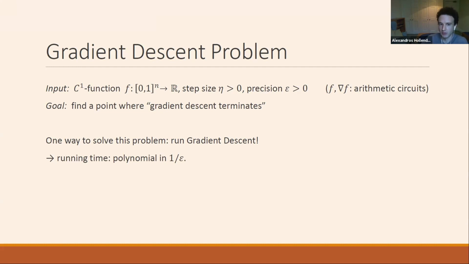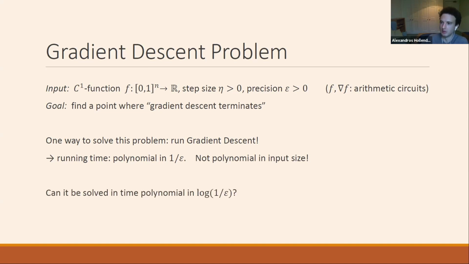But in the way in which I define the problem here, with those things in the input, the step size and the precision are given in the standard binary encoding. And so something that's efficient in 1 over epsilon is not actually polynomial time. We would need something that's polynomial in log of 1 over epsilon. So this doesn't correspond to an algorithm that's polynomial for this problem.